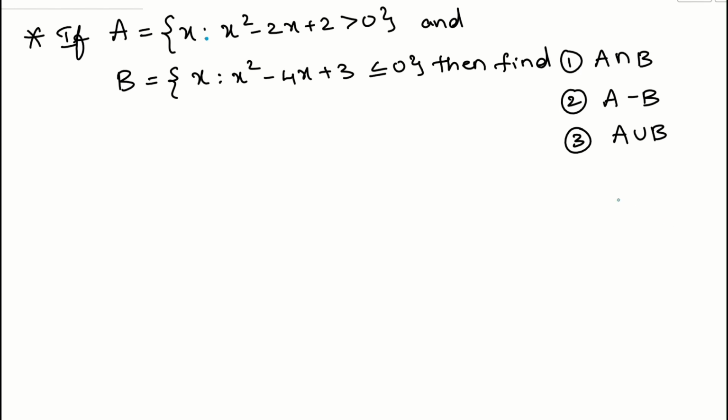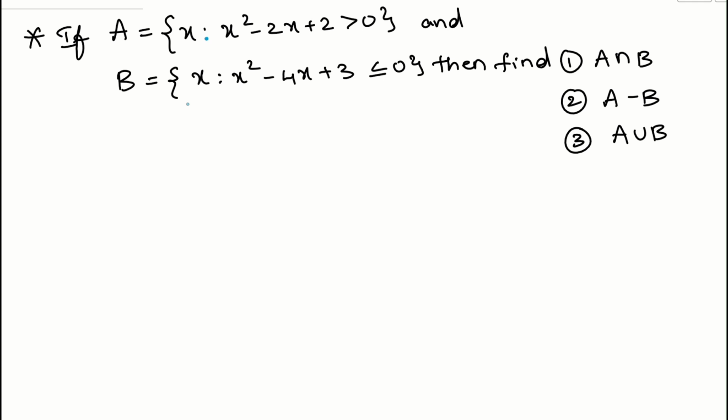Just now let us consider the question given here. A is an element of x such that x satisfies the equation. You need to take all the x values which satisfy the equation. What was the equation? x square minus 2x plus 2 is greater than 0. And B must be satisfying the equation x square minus 4x plus 3 is less than or equal to 0.